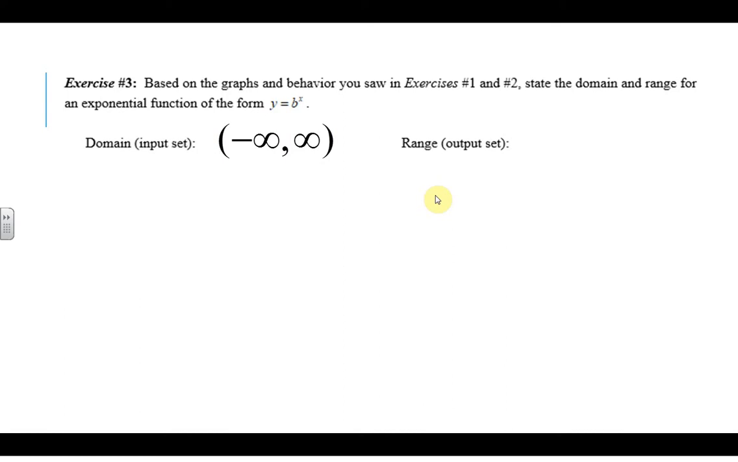Just so you know, for the domain and range of exponential functions, you could input any number into these. You could start with anything. You could technically start with a negative balance. You could start with a positive balance. Your range is always going to be greater than 0.